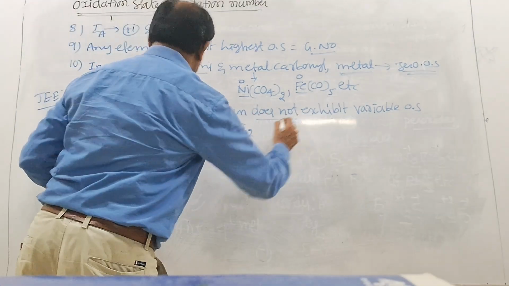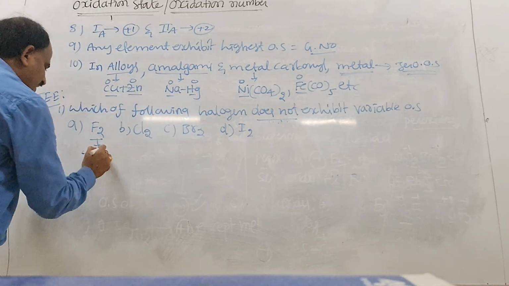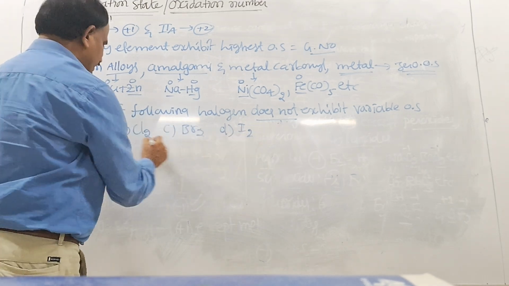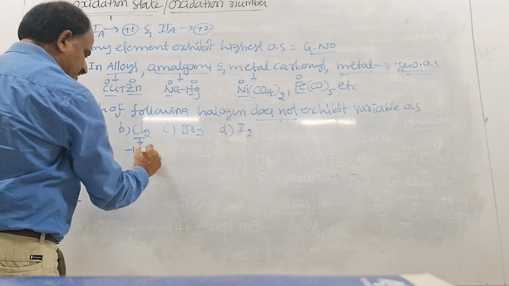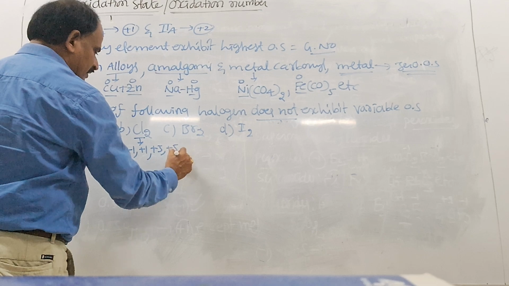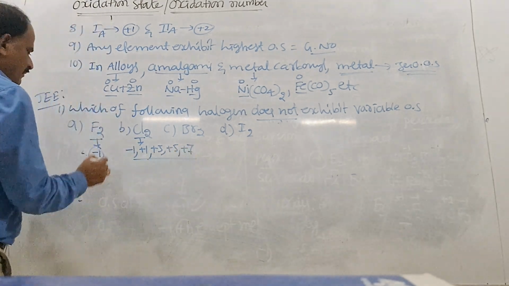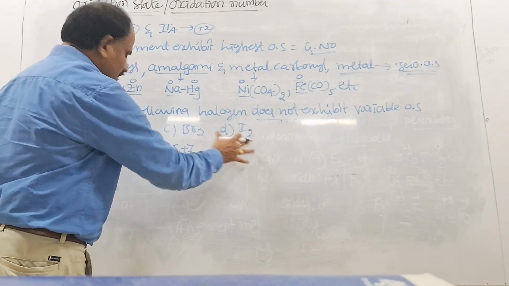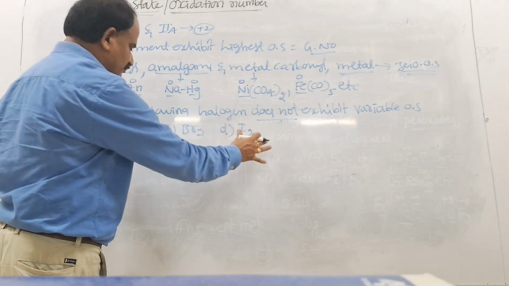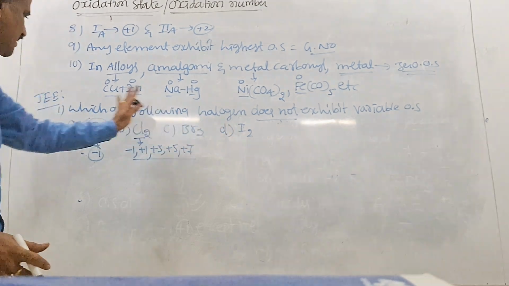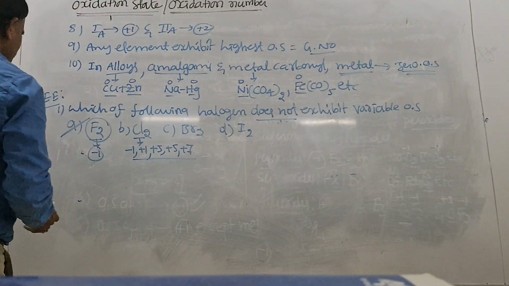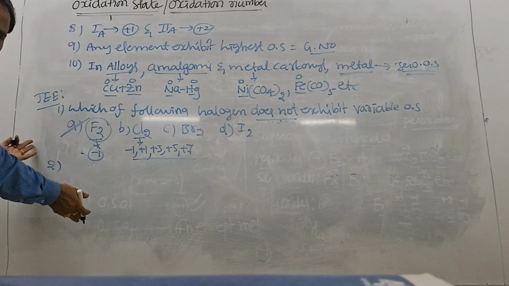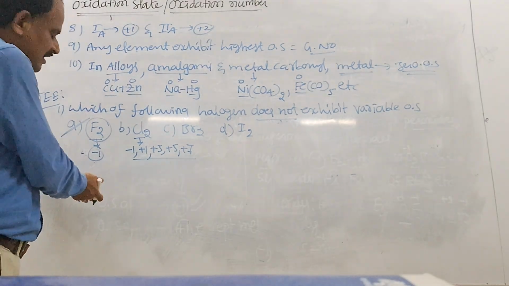Here fluorine exhibits only -1 always, but the remaining exhibit variable oxidation numbers. For example, chlorine exhibits -1, +1, +3, +5, even +7 in its compounds. But fluorine always exhibits -1. Then the answer is A. The remaining exhibit other than -1: +1, +3, +5 all exhibit. Okay, this is one of the important questions from a previous exam. And also one more question here, also from last JEE, shift one on the 27th.